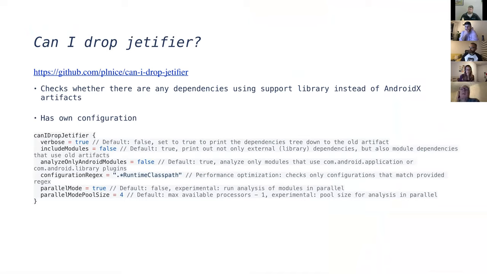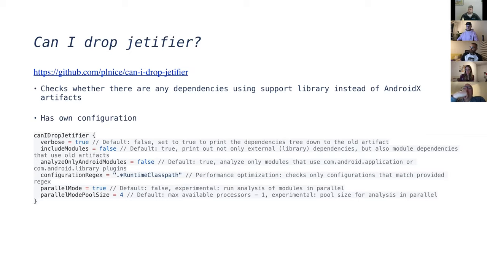And I think a lot of our dependencies have already moved to Android X. And you know, this Jetifier is quite heavy. Of course, it runs only once, then it's cached, but still, these extra lines, extra logs and other stuff are quite annoying. And let's say, how can we check whether we still need Jetifier? So there is a plugin for this.